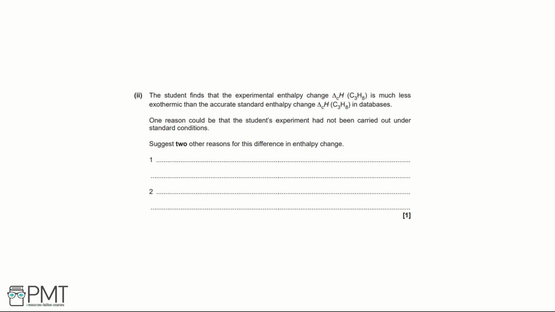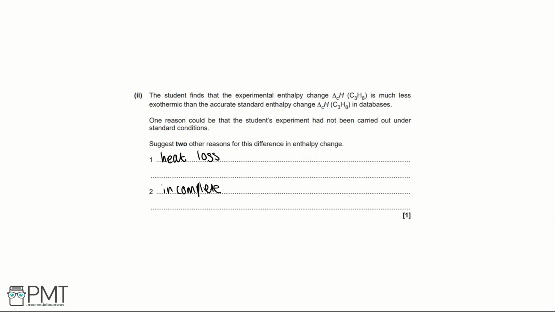Part 2. The student finds that the experimental enthalpy change is much less exothermic than the accurate standard enthalpy change in databases. One reason could be that the student's experiment had not been carried out under standard conditions. Suggest 2 other reasons for this difference in enthalpy change. For this question, there are 3 categories of answer, and you need to pick 2 from the 3.